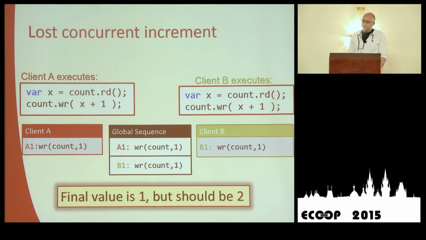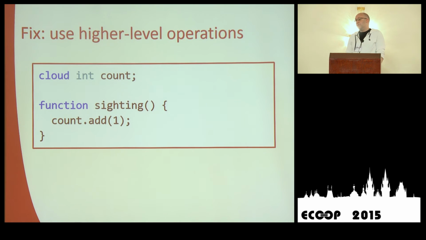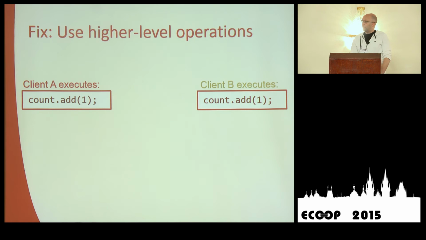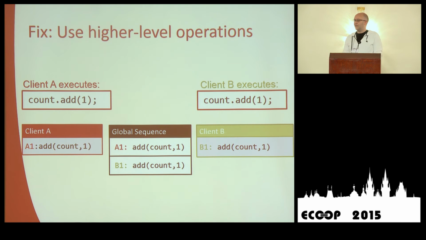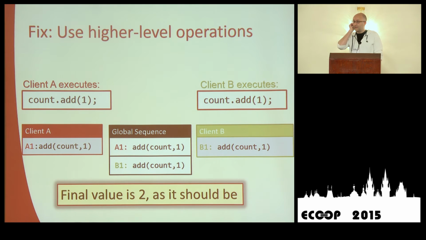And the way we solve it is by saying, no, you have to be more abstract in your operations. So instead of just issuing reads and writes, we're going to use a higher level operation. We're going to say what our intention is. If we do a bird sighting, we're going to add 1. And that will be our write operation. And we're going to instead both execute an add operation. And our log of operations will now be 2 adds, right? And we get indeed the right value.